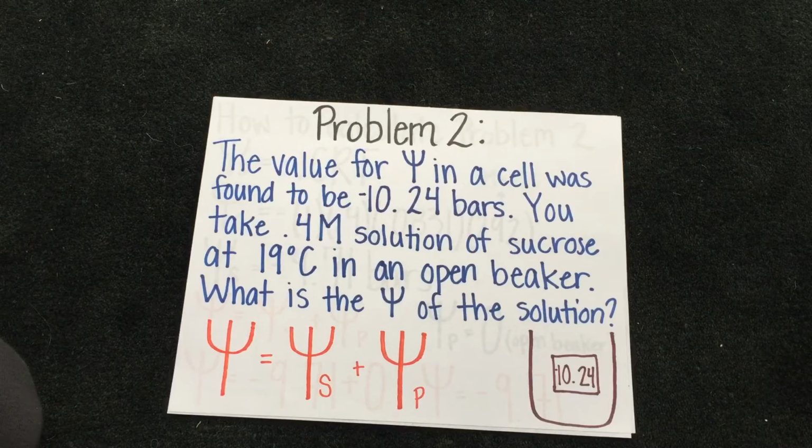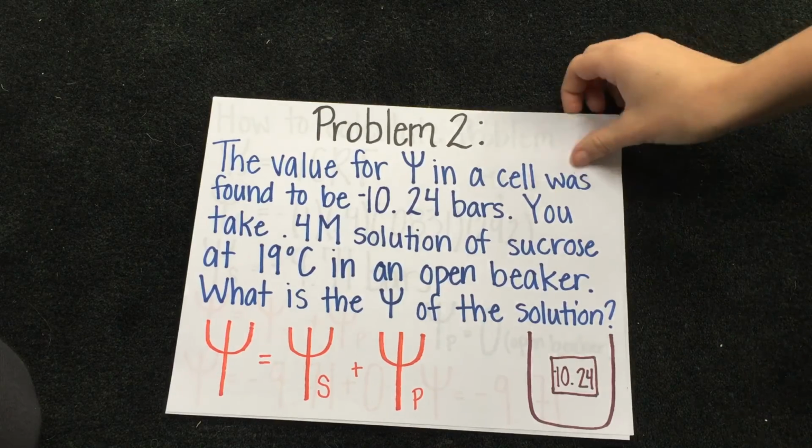Problem 2. The value for water potential in a cell was found to be -10.24 bars. You take 0.4 molars of solution of sucrose at 19 degrees Celsius in an open beaker. What is the water potential of the solution?